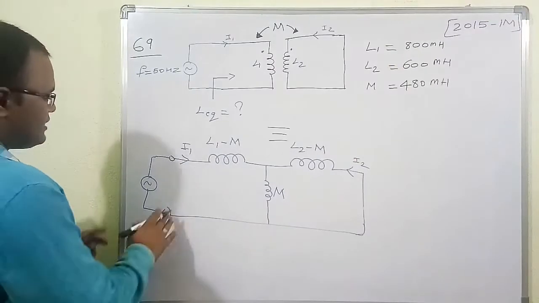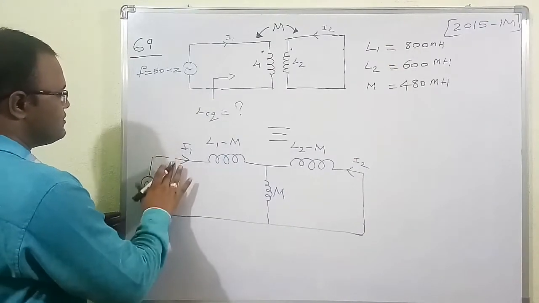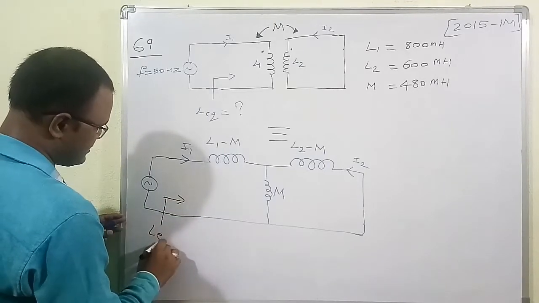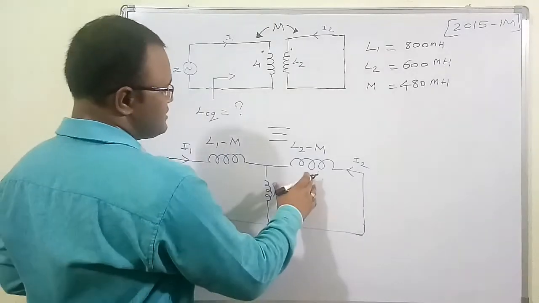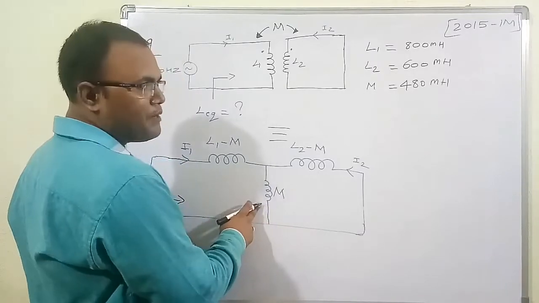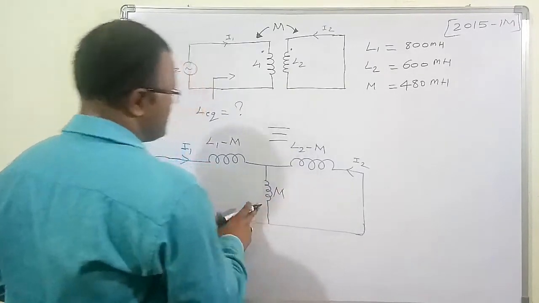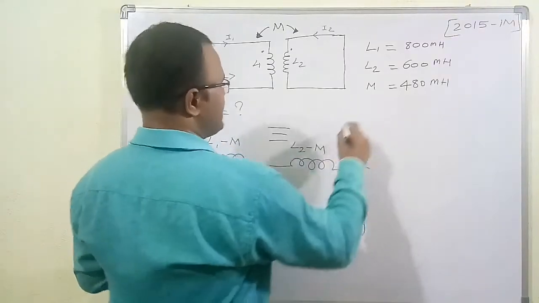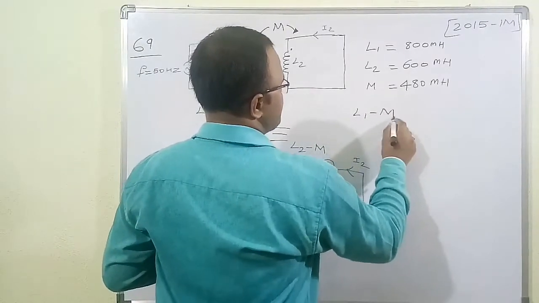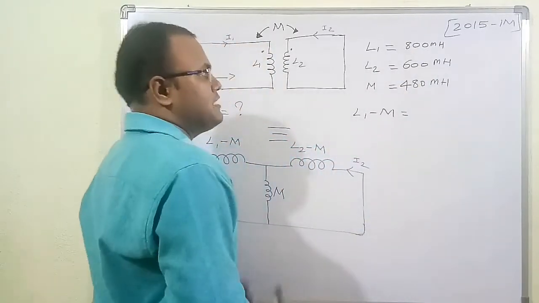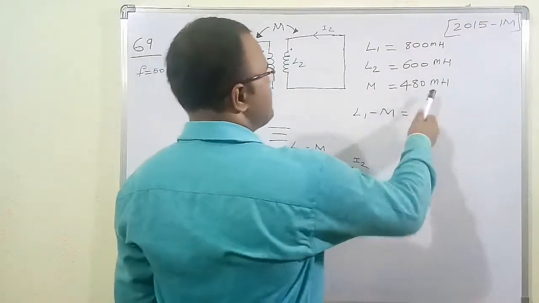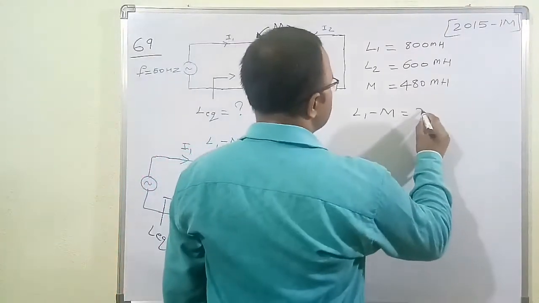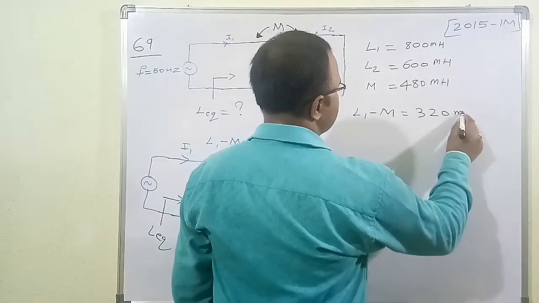So now we need to find the equivalent inductance of this circuit. If you see carefully, this inductance and this inductance are going to be in parallel, and the whole parallel combination is in series with L1 minus M. First we need to find L1 minus M. L1 is 800 millihenry and M is 480 millihenry. If we substitute 800 minus 480, we will get 320 millihenry.